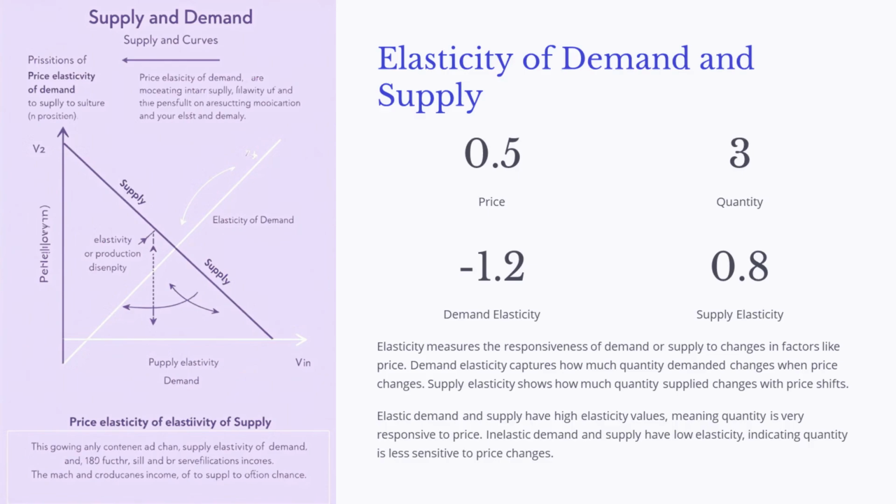Elasticity is a measure of how responsive demand or supply is to changes in factors like price. Demand elasticity looks at how much quantity demanded changes when price changes. Supply elasticity shows how much quantity supplied changes with price shifts. Elastic demand and supply have high elasticity values. Quantity is very responsive to price changes. Inelastic demand and supply have low elasticity. Quantity is less sensitive to price changes.